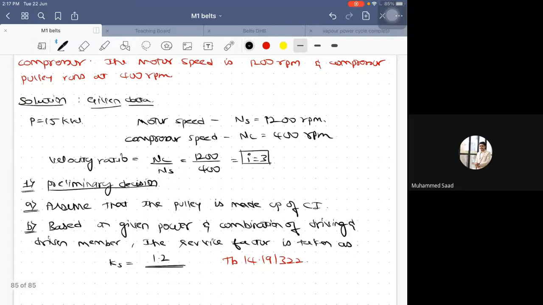Very good. So you can write a statement: assuming light service and operating conditions, operating continuously.